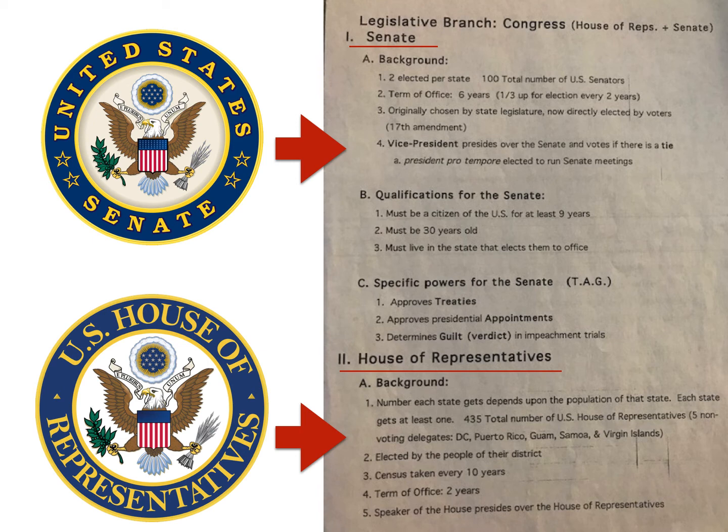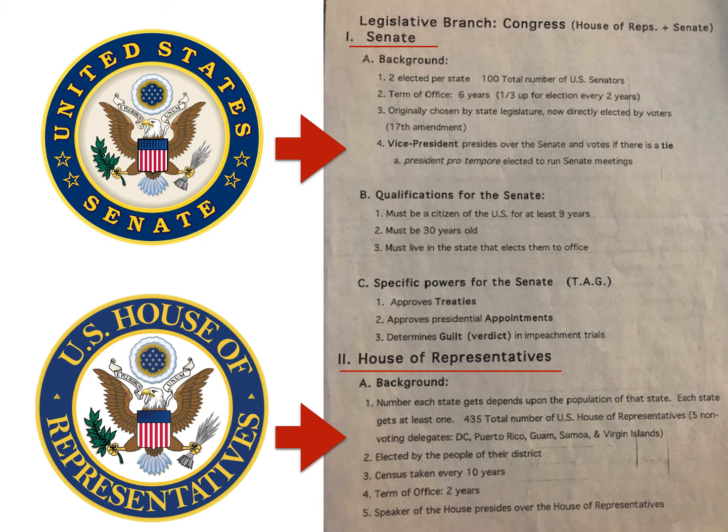And we'll talk more about impeachment later. So all of this information comes from the Constitution, Article 1. So, just to keep this in your brain, can you be 23 years old and be a senator? The answer is no. Why? Because the Constitution says you have to be at least 30.